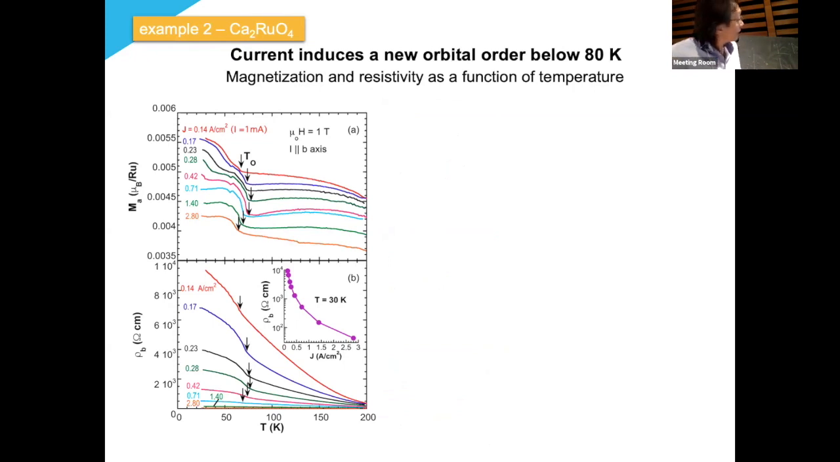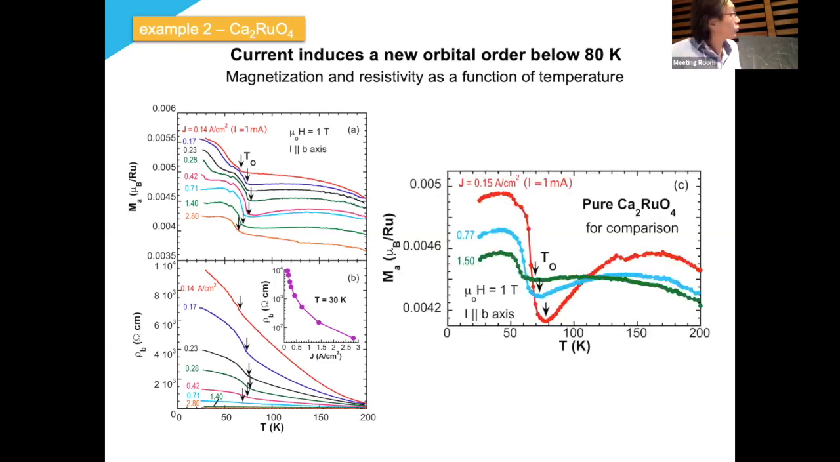Because this data is taken on an impurity doped sample, in order to rule out the possibility of a doping effect, we also managed to measure a pure sample. At a higher current, what we see is similar to this. So we believe this is something that is intrinsic to this calcium 214 compound.